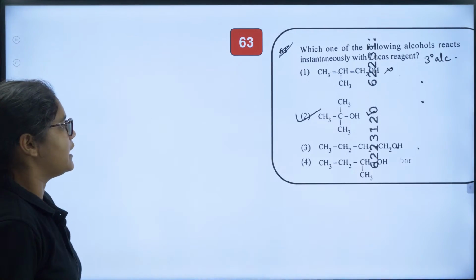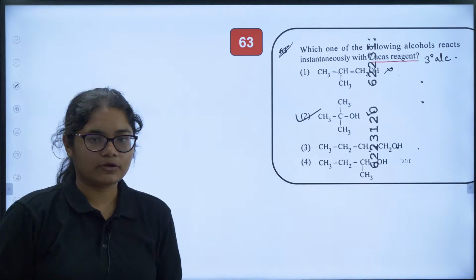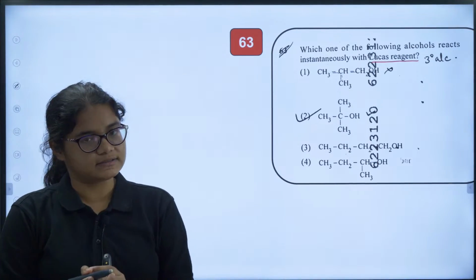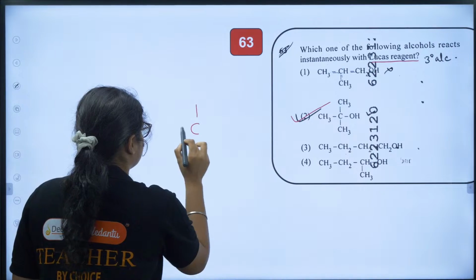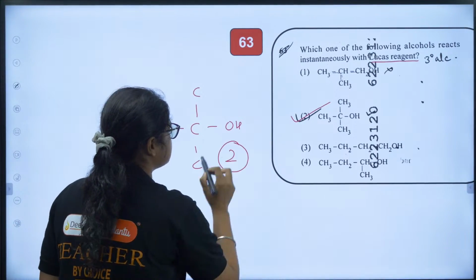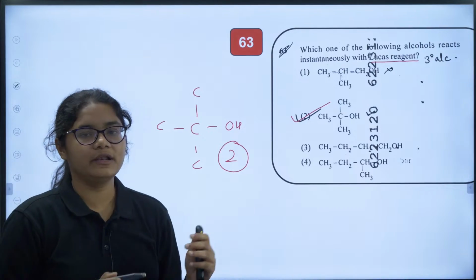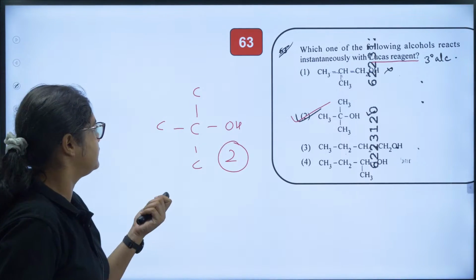Which one of the following alcohols reacts instantaneously with Lucas reagent? So 3-degree alcohols react instantly with Lucas reagent. So if you see the options, option number 2, that is we have (CH3)3COH, right? So this is a tertiary alcohol and it will react fastest with the Lucas reagent. So the correct answer will be option number 2.